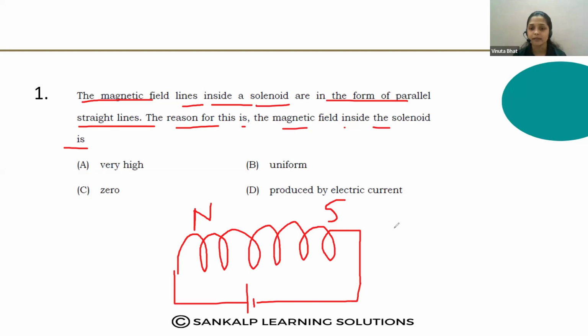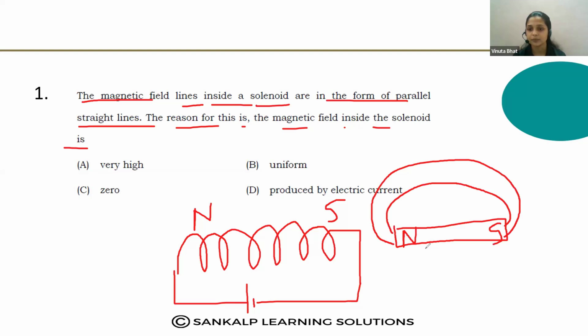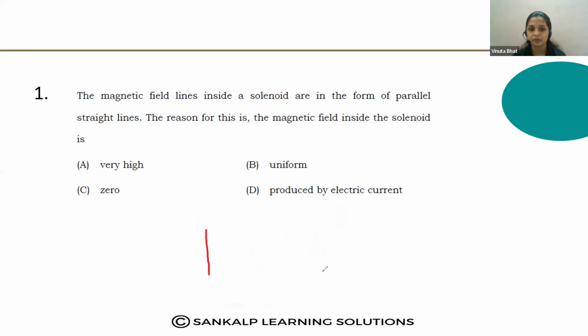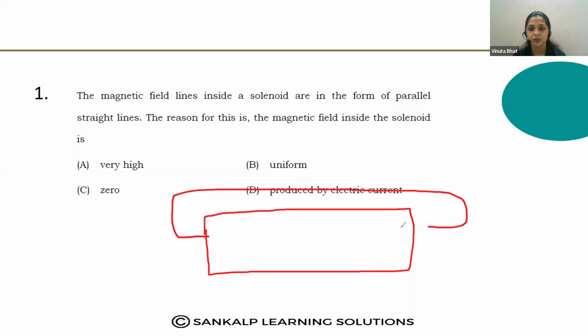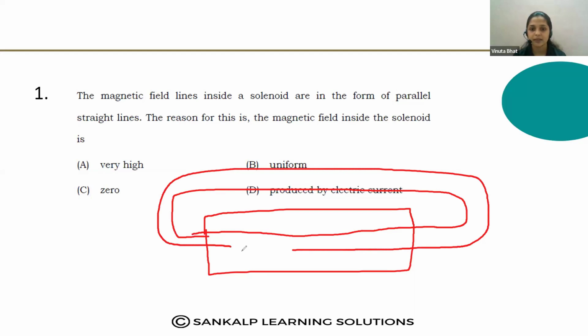You know what a bar magnet is like, right? In a bar magnet, north and south poles are there, and the magnetic field lines extend from one pole to the other pole. But these magnetic field lines inside the bar magnet are parallel. It looks like this, but actually it is a closed loop. See here, inside the bar magnet the magnetic field lines are parallel. So they are straight lines and they are parallel.